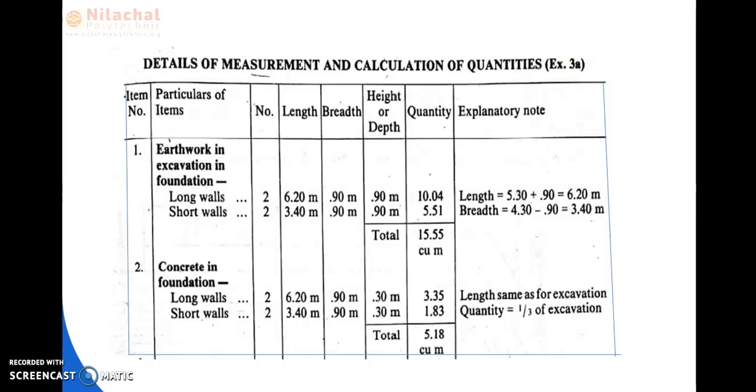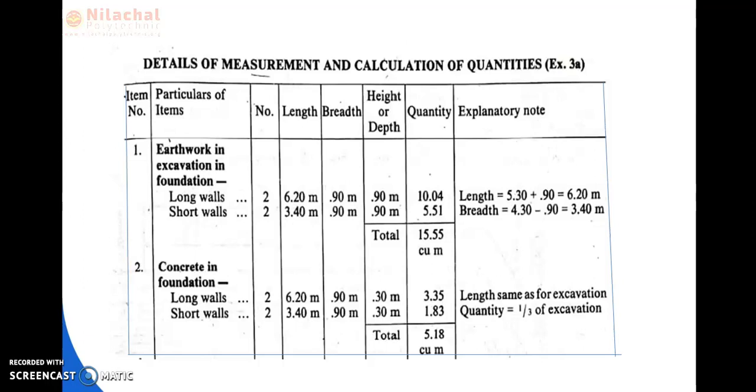Numbers 2 into length 6.20 into breadth 0.90 into height 0.90 is equal to 10.04 meter cube. Okay, the total quantity is how much? The total quantity is number 2 into length 3.40 meter into 0.90 meter into 0.90 meter is equal to 5.51 meter cube. The total value is 15.55 meter cube. Okay. Then next is cement concrete in foundation.